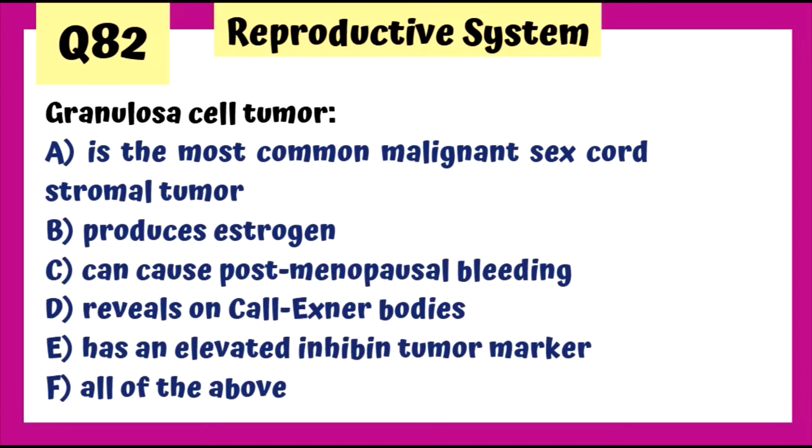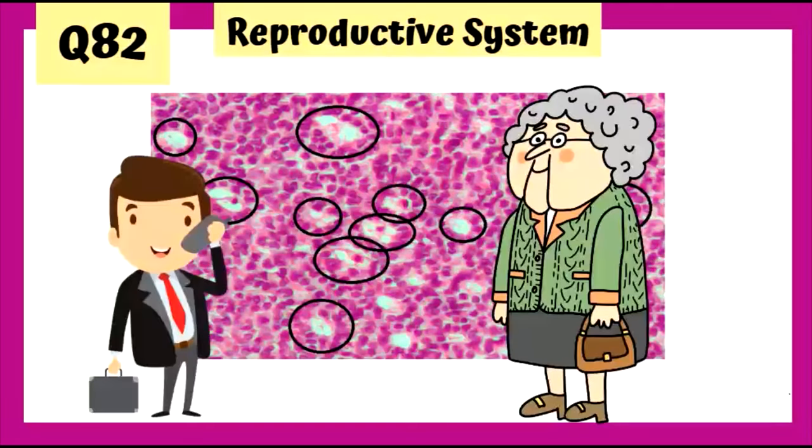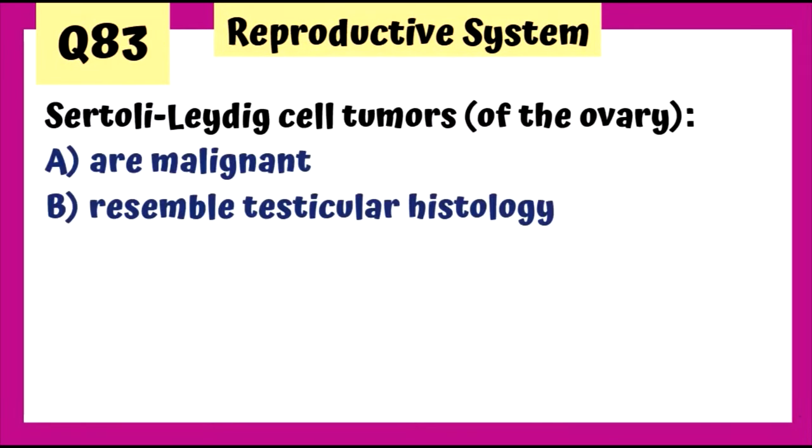Question 82, granulosa cell tumor. All of these. It is the most common malignant sex cord stromal tumor, and it produces estrogen, so the woman will be more estrogen-like, and it could cause postmenopausal bleeding. It reveals Call-Exner bodies and an elevated inhibin tumor marker. Okay, take a look over here. We see Call-Exner bodies in the granulosa cell tumors.